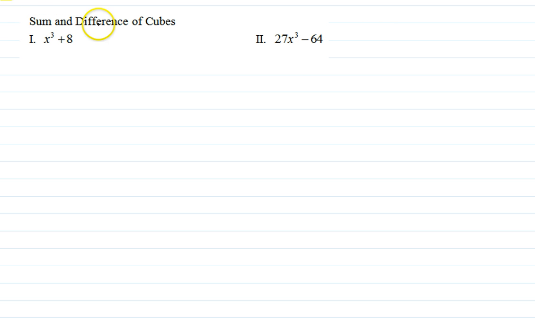All right, so for the sum and difference of cubes, you got to remember the formula. The formula is a cubed plus b cubed equals (a plus b)(a squared minus ab plus b squared). The first signs are the same. The second signs are different. So what cubed gives us x cubed? Just x.